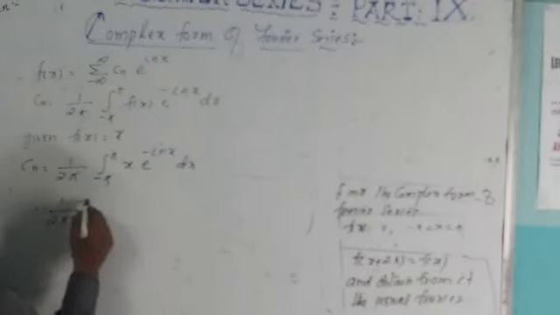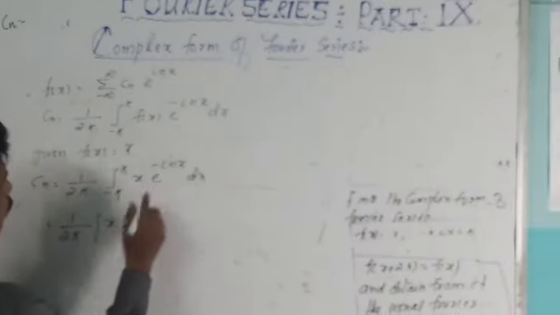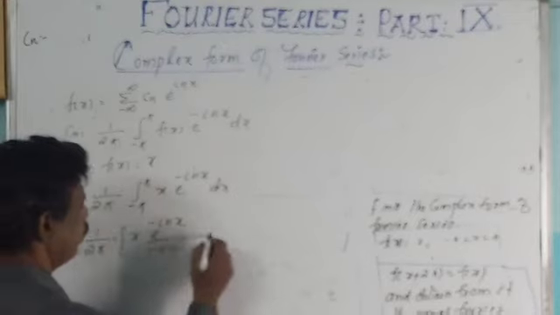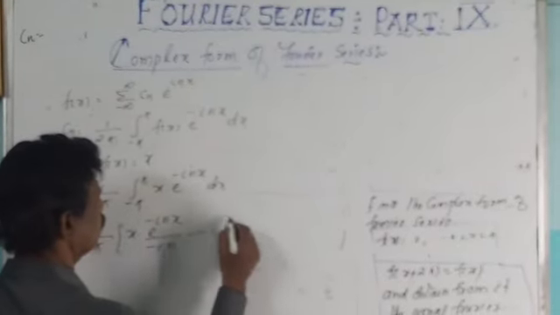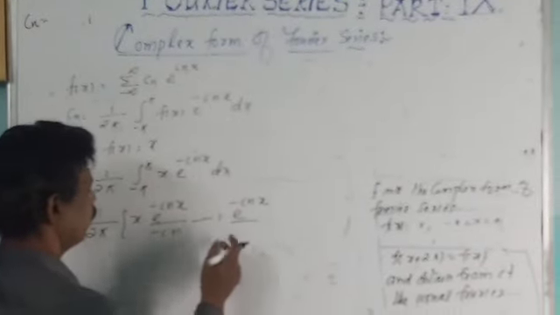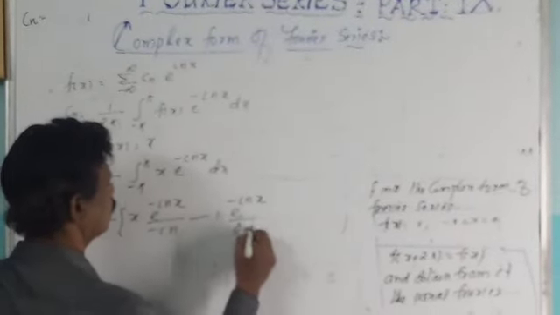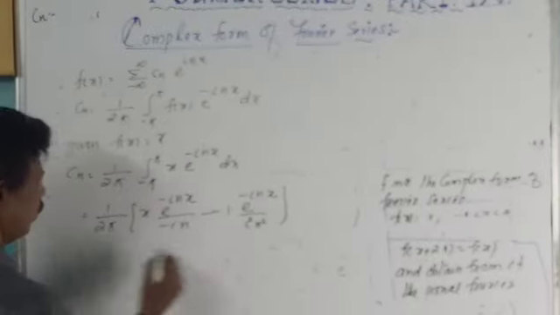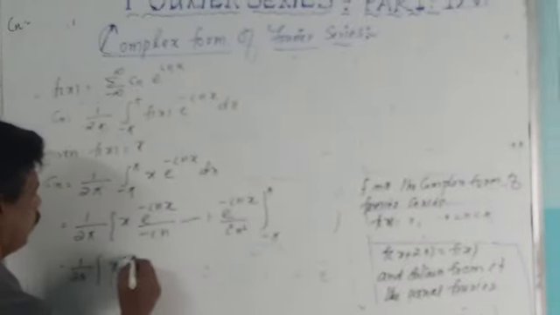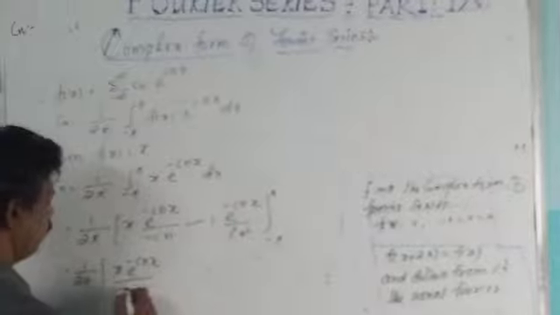Ready? Then by using tabular integration by parts: first function into integral of second, e raised to minus i n x divided by minus i n, minus derivative of x, which is 1, and integral of second, minus e raised to minus i n x by minus i n into minus i n, that is i square n square. That is with limits minus pi to plus pi. That is 1 by 2 pi into x e raised to minus i n x by minus i n.